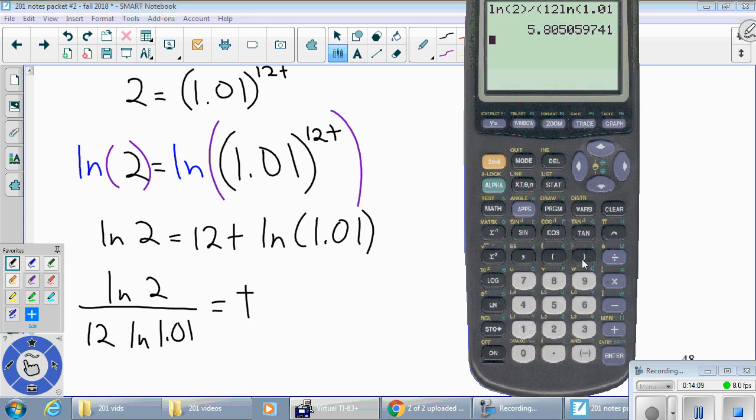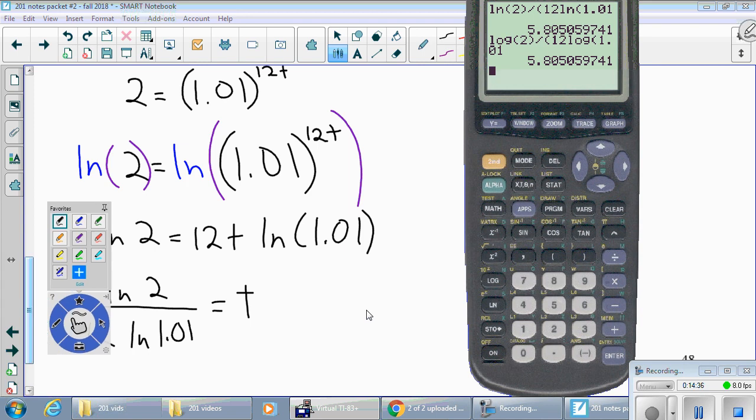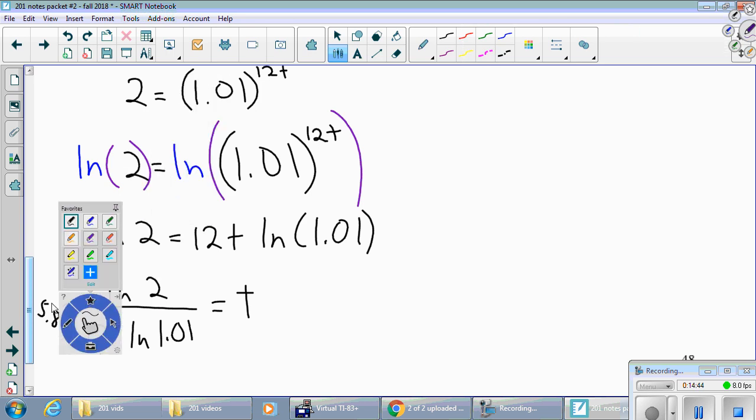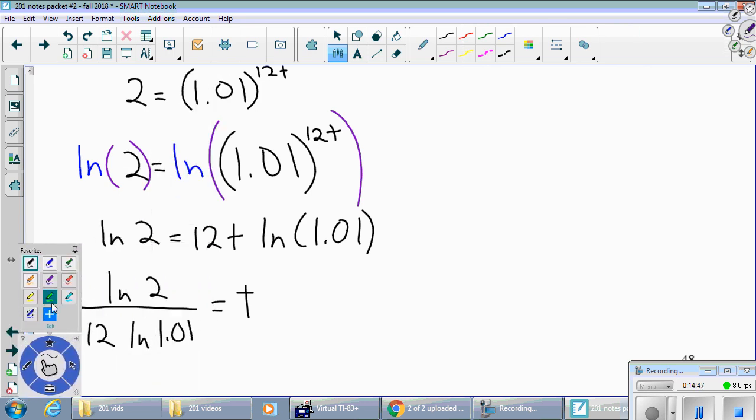I had said you could use any log you want. So for example, if we had used common log on both sides, then both of these ln's would be common log. So the answer would look different here. But when we type it in, we're going to get exactly the same decimal. Divided by parentheses 12 log 1.01. Okay, so we'll just say this is roughly 5.8 here. So 5.8 is our approximation.